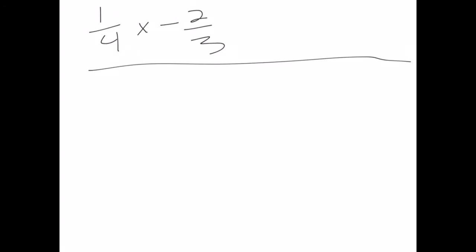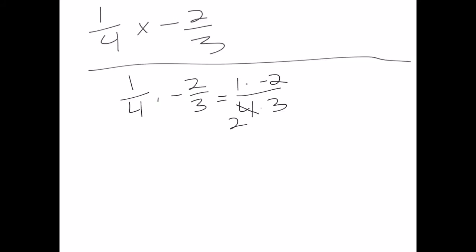To do this problem, first you would have 1/4 times negative 2/3, and that would be equal to 1 times negative 2 and 4 times 3. You can cancel out these two, and then that would give you negative 1 over 6, and that's your answer.